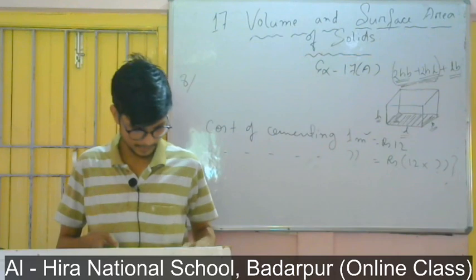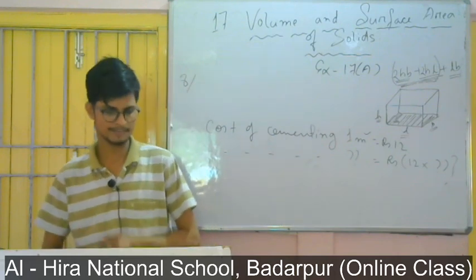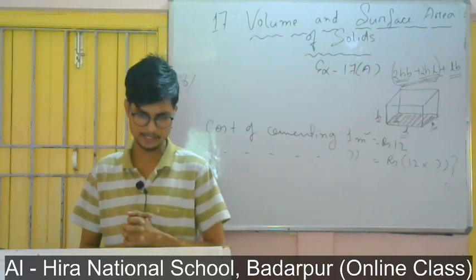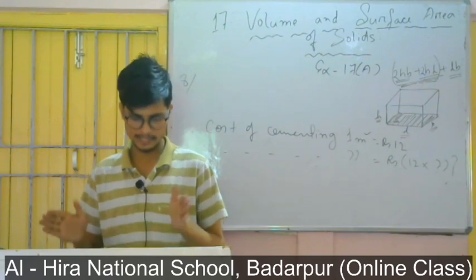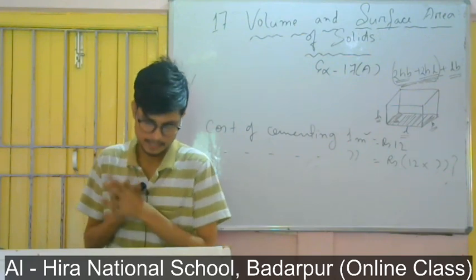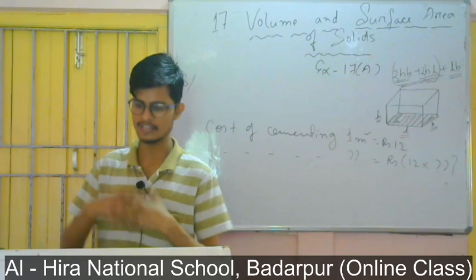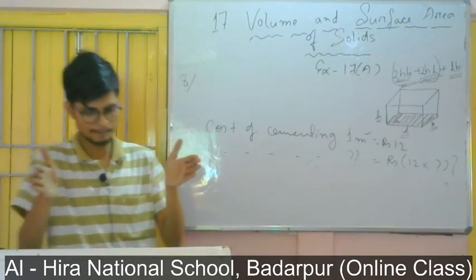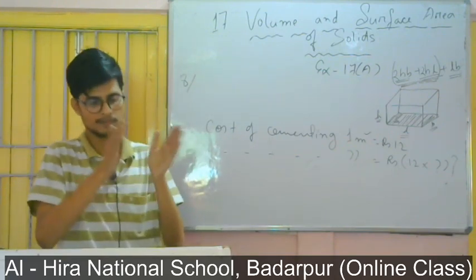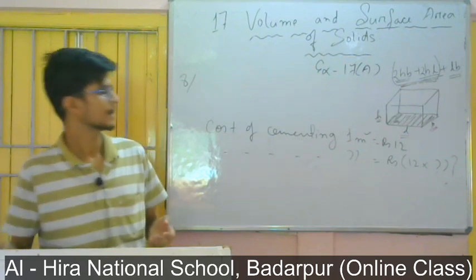Now question number 9. 2 cubes each of side 15 centimeters are joined end to end, that means 2 cubes are joined together. The question is to find the surface area of the resulting cuboid. So if I join 2 cubes, it will form a cuboid.